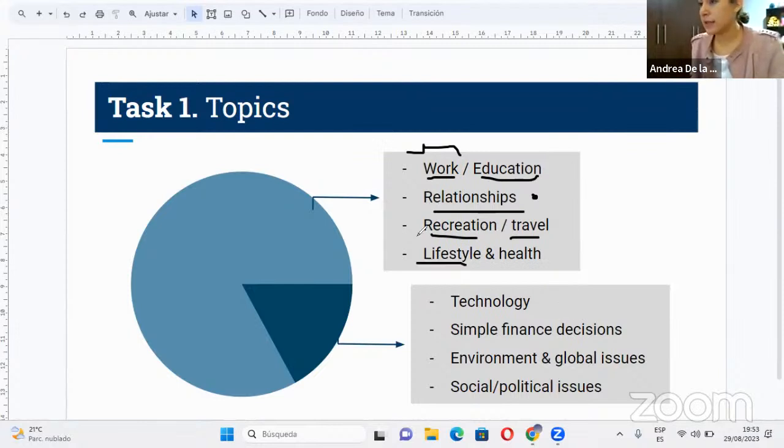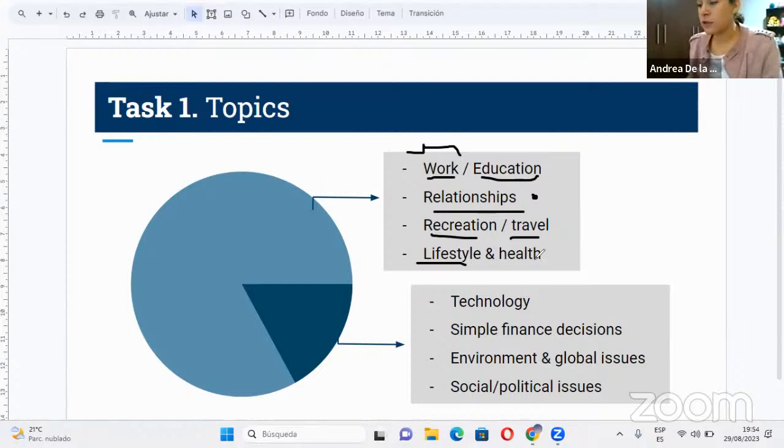Lifestyle, so things like diets, things like your schedule. Do you prefer to have an early dinner, a late dinner? Do you prefer to go to sleep earlier, later at night? Do you prefer to wake up early in the morning or stay in a little bit more?